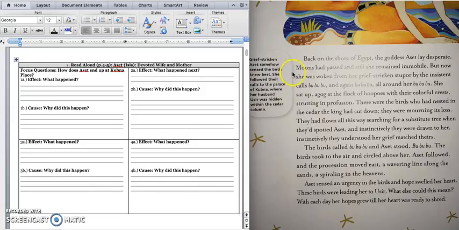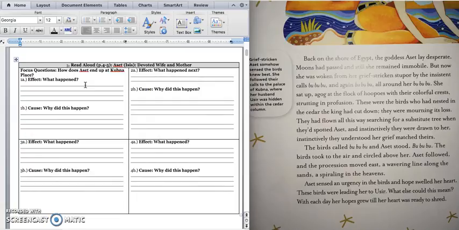by the incessant calls, boo, boo, boo, and again, boo, boo, boo. Underline this sentence in your text. The first part of the sentence is our effect. She was awoken from her grief-stricken stupor. That means she woke up because she heard something. The effect is that she woke up. So the first part of the sentence you would write down in 1A. You would write, but now she was awoken from her grief-stricken stupor. Press pause to write down your answer and play when you're ready for 1B.